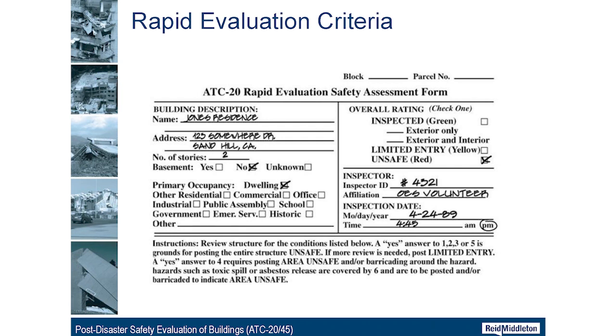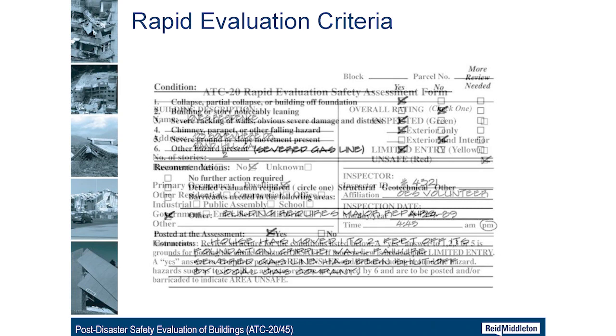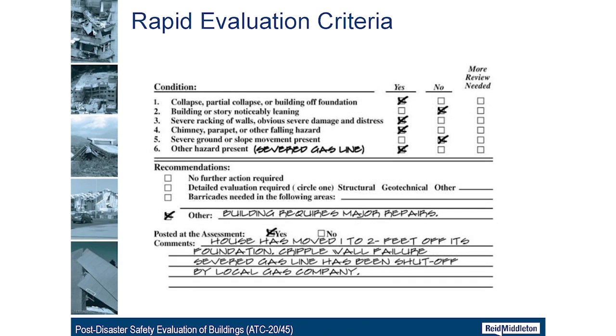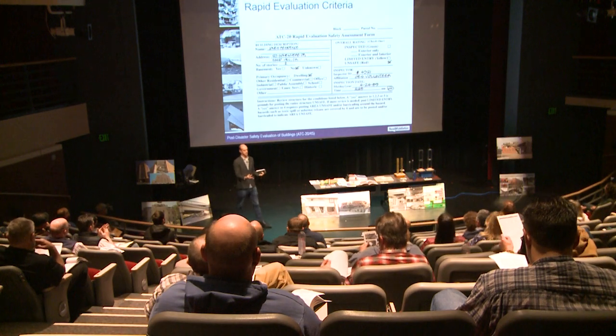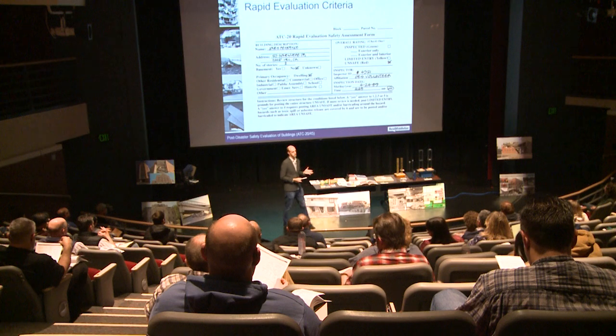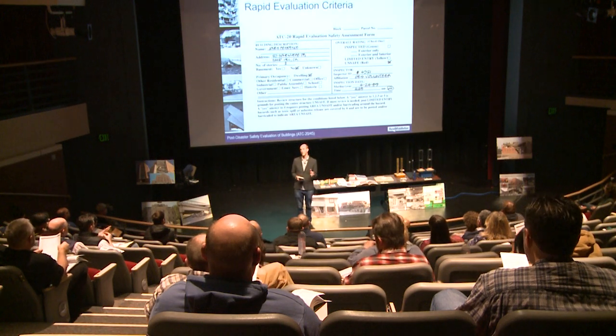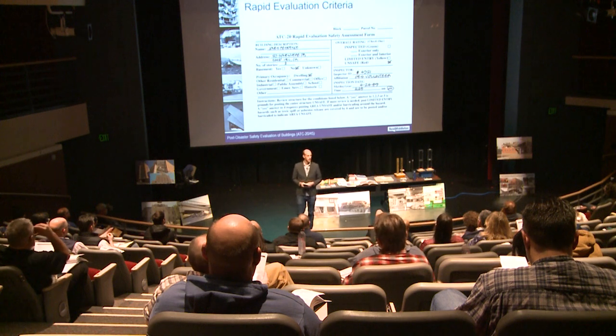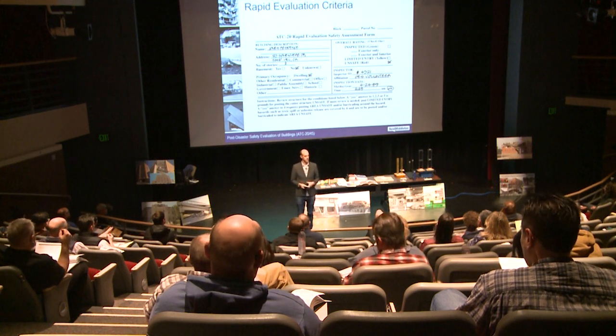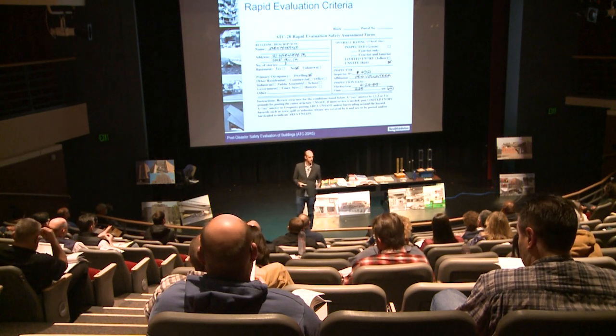So here's where that guidance is, relative to the checklist on the subsequent slide, which is lower on in your ATC 20. There are 6 main criteria for the rapid form. They have instructions: review the structure below. A yes to 1, 2, 3, or 5 is grounds for posting the entire structure unsafe. Yes to 4 requires posting the area unsafe.